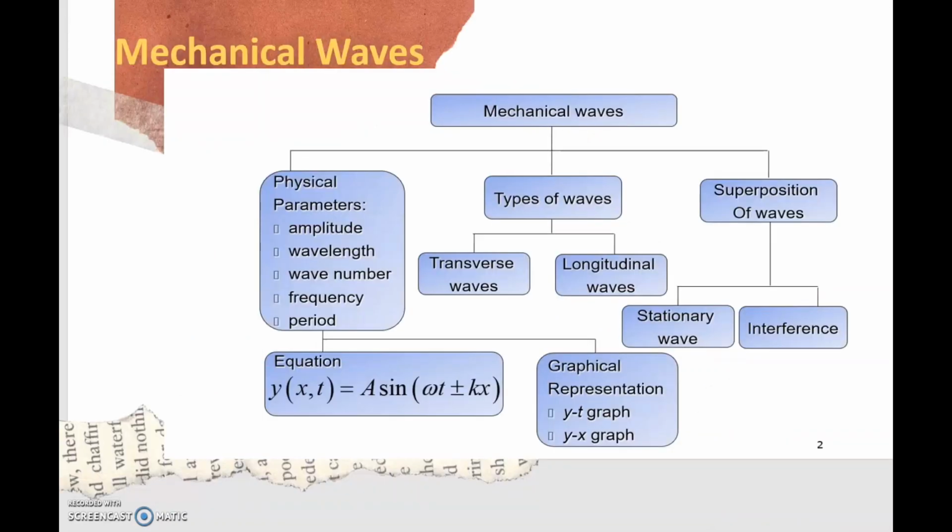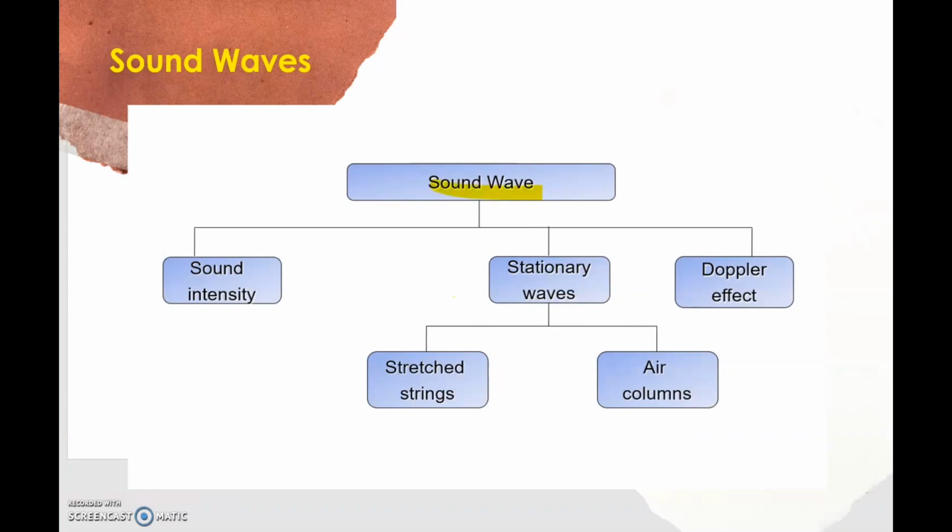So, this is the overview of this topic. It is divided into several parts, which is physical parameters, types of wave, which is divided into two, transverse wave and longitudinal wave, and we have superposition of wave. And then for sound intensity, we have sound. For sound wave, we have sound intensity, stationary waves, and Doppler effect.